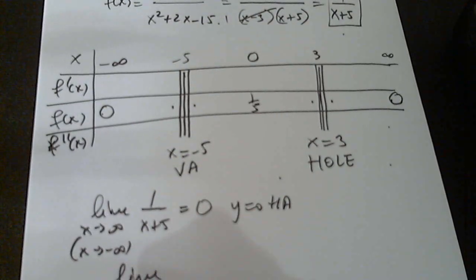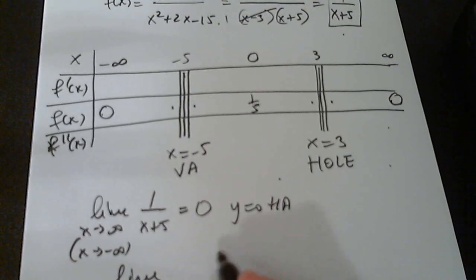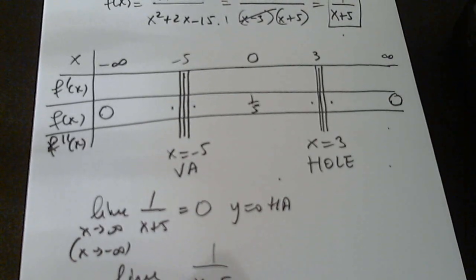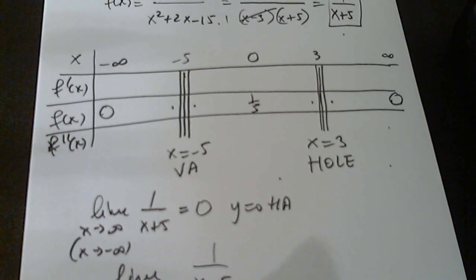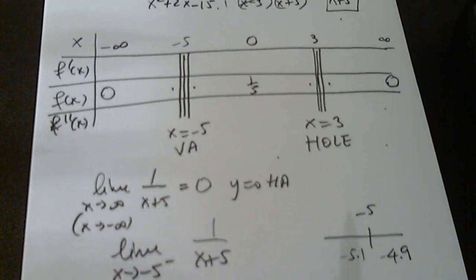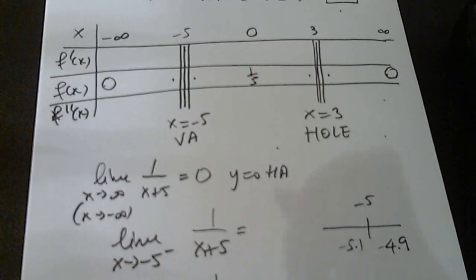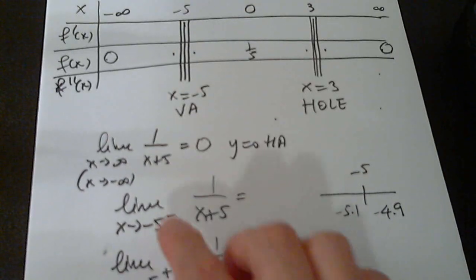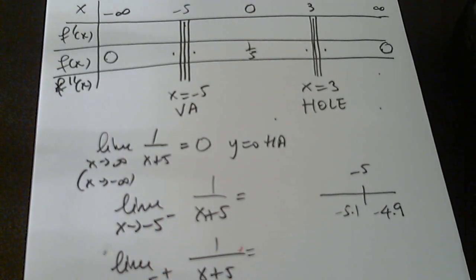Good. Now let's see what happens left and right of negative 5. Limit as x approaches negative 5 from the left, and limit as x approaches negative 5 from the right. Again, negative 5 is here. Negative 5 from the left is negative 5.1. Negative 5 from the right is negative 4.9. So what should I write? From the left of negative 5 and from the right of negative 5.